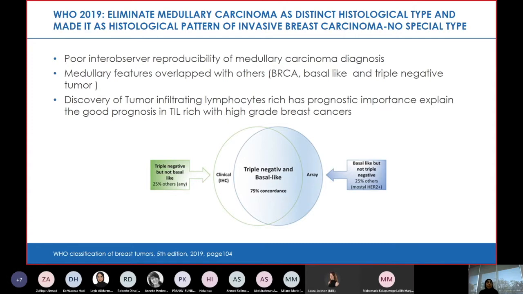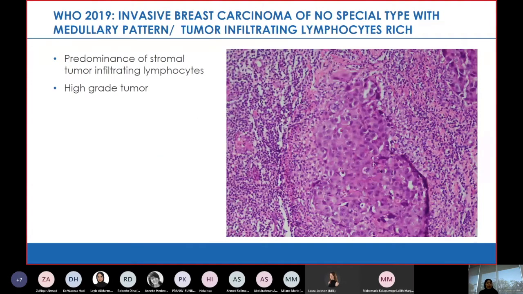So if you have a case with a high-grade tumor and the stroma shows predominance of lymphoid infiltrate, then you can use this terminology: invasive breast carcinoma of no special type with medullary pattern or tumor infiltrating lymphocyte rich. I'd rather use tumor infiltrating lymphocyte rich.